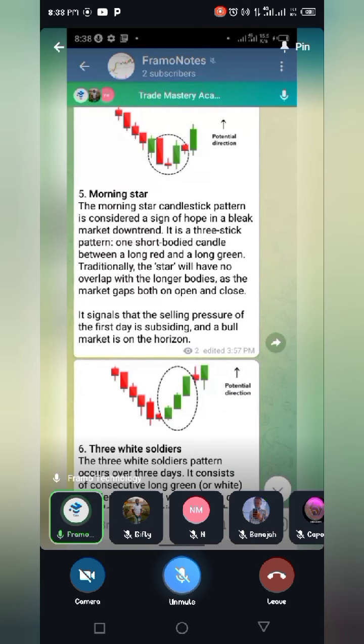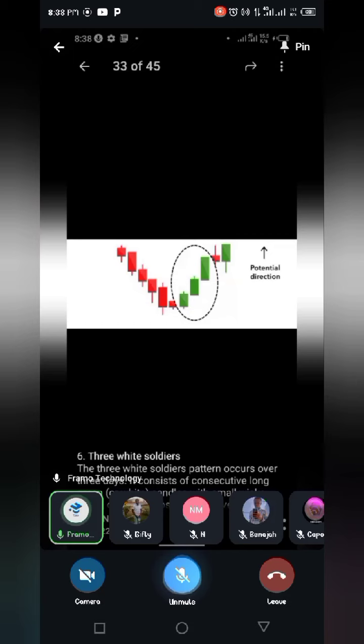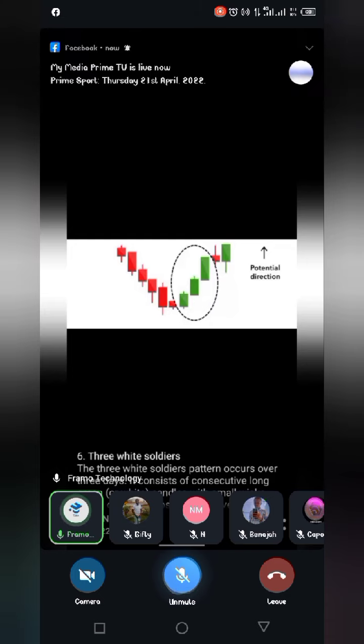Go to the sixth one. That one is called three white soldiers. This time, it is very clear. When you see a downtrend, it will be followed by three big consecutive green candles. But their tails are short, they are not long. It means the buyers are taking over.